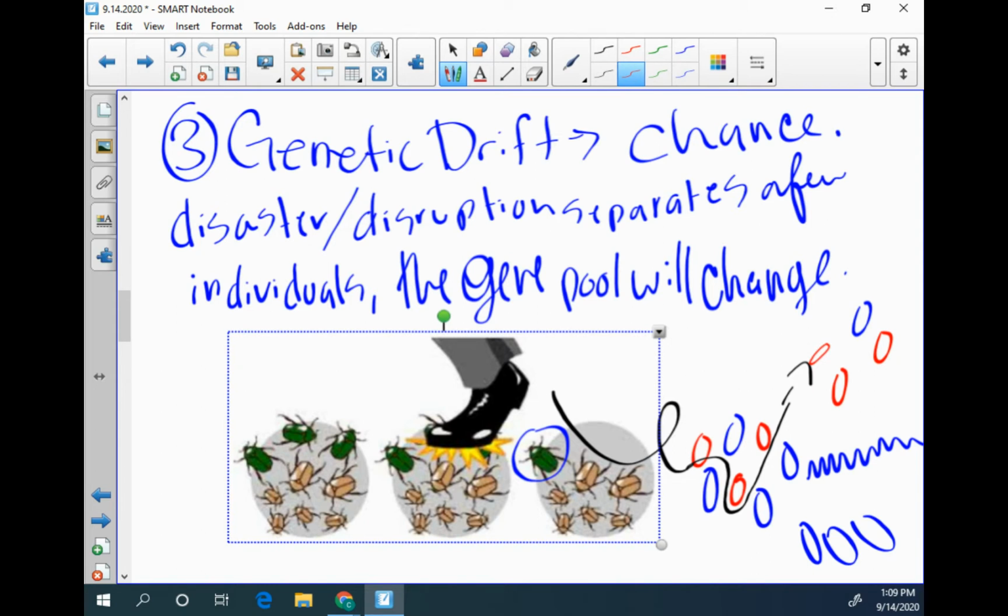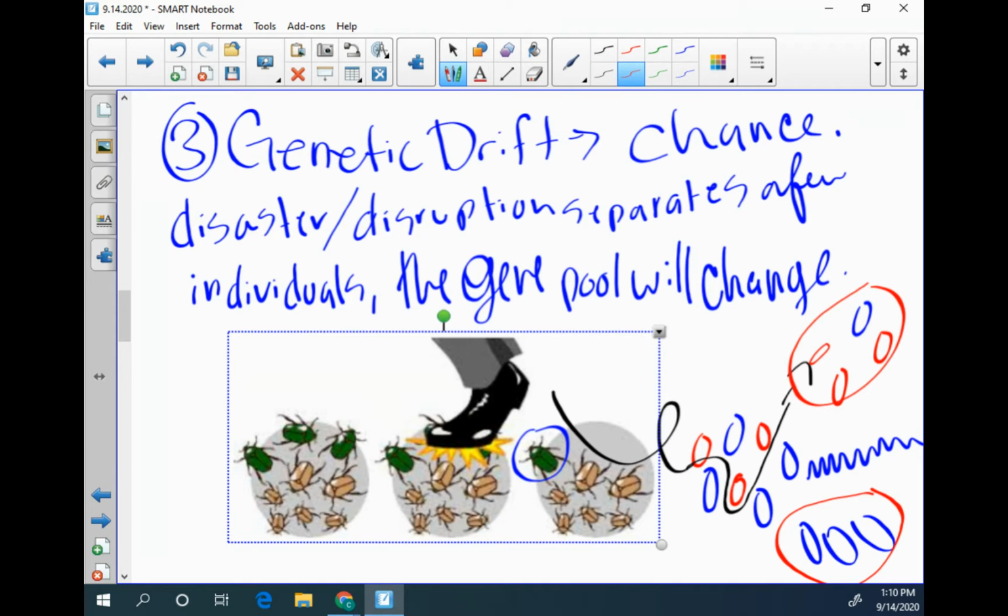Where it was 50-50 over here, we now have a mostly red population and an entirely blue population. So this population over here, over time, would be almost all red, especially if that blue bird doesn't happen to reproduce. Whereas this population right here, over time, can only get blue birds. So we're never going to recover back to our 50-50 split.